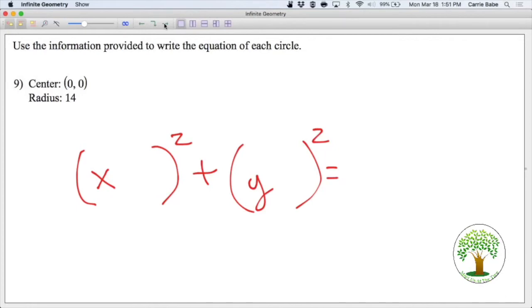The parentheses I don't need, right? I can just do x squared plus y squared. So those I didn't need, that's nicer. What about the radius, though? It's 7. Careful. What? The radius is 14.